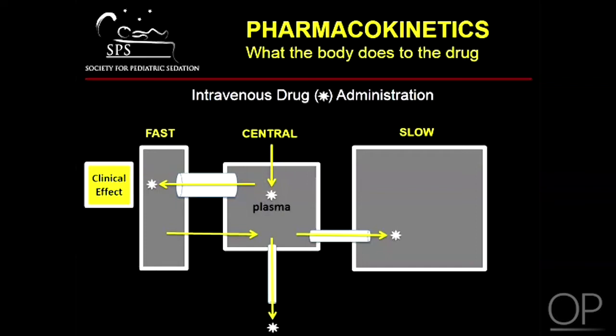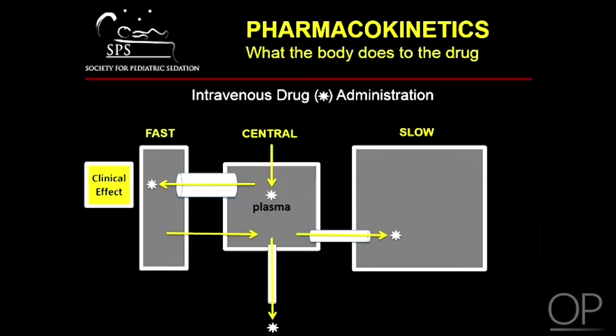And finally, the slow compartment is the vessel-poor group and represents organs with less blood flow, such as muscle, fat, and bone. Following IV administration of a fast-acting sedative, the drug concentration in the central compartment climbs quickly.